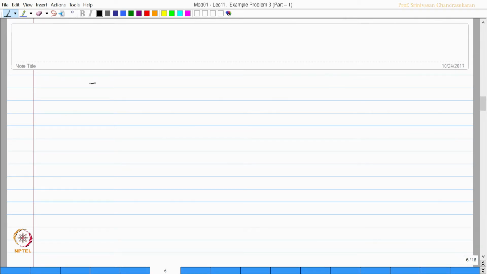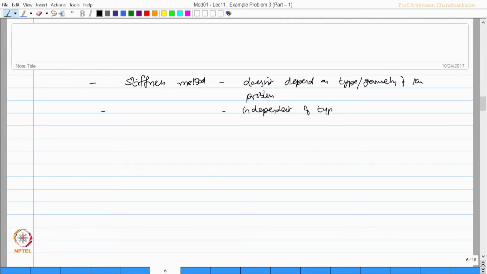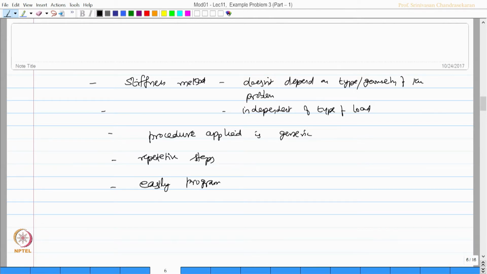So, interestingly friends, the method proposed, which is the stiffness method, does not depend on the type or geometry of the problem, it is independent of the type of load, the procedure applied is generic, it has repetitive steps and therefore is easily programmable.